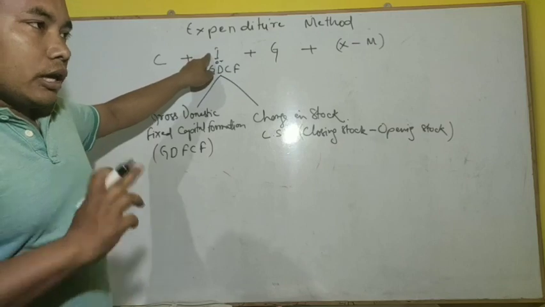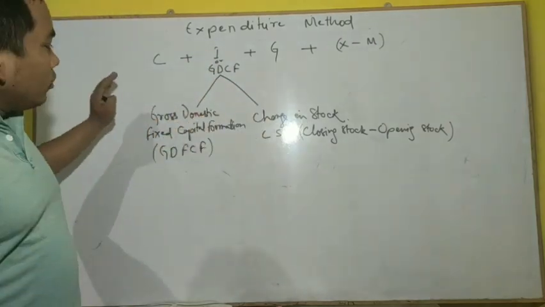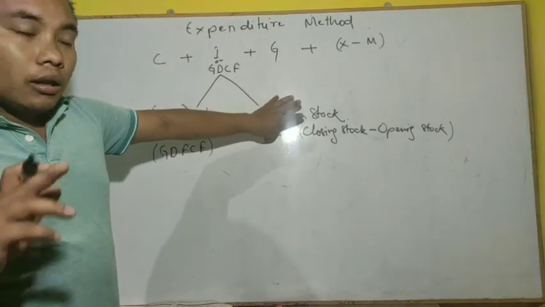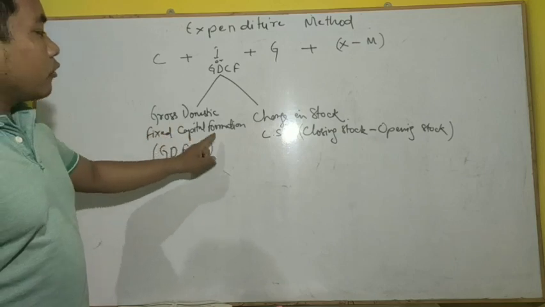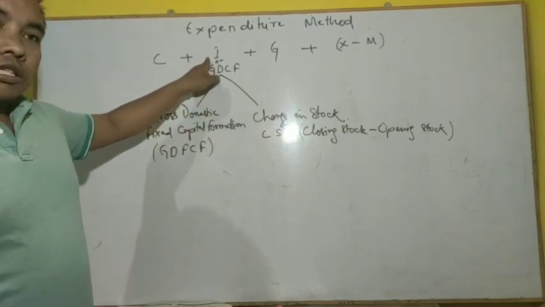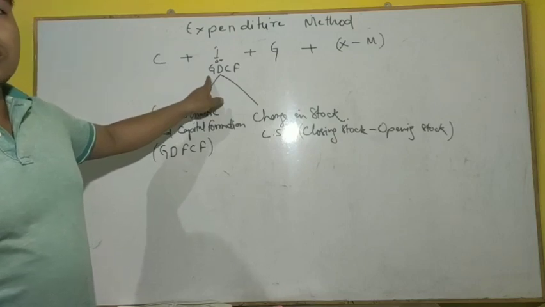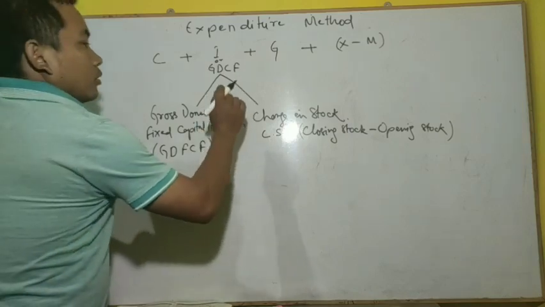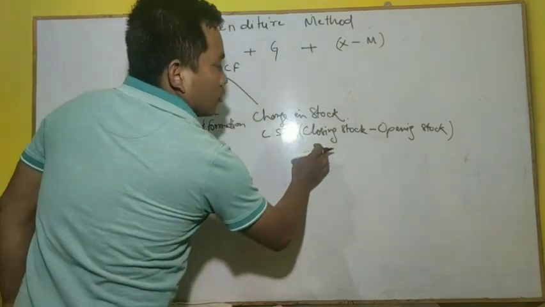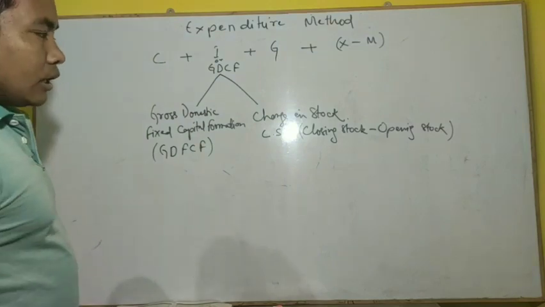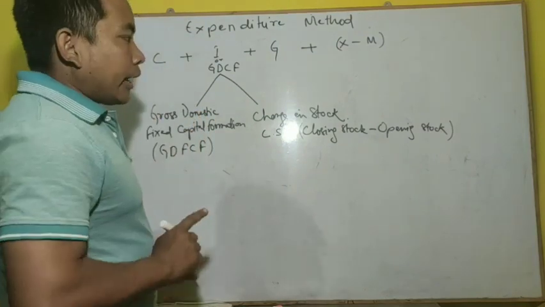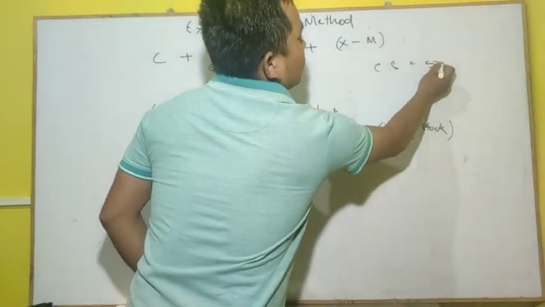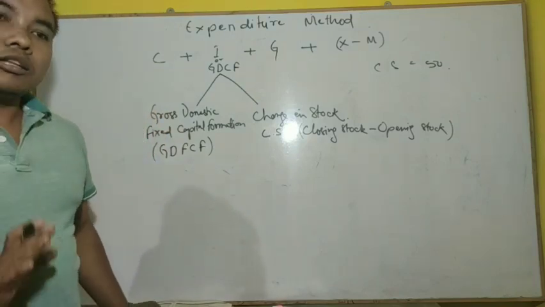In case only gross domestic fixed capital formation is given but not change in stock, then we will consider gross domestic fixed capital formation as the value of investment expenditure, or the value of gross domestic capital formation. Don't get confused on this one. So now, look here, in change in stock we have the closing stock and the opening stock. In an examination, it is not necessary that change in stock will be given directly. For example, if change in stock is equal to 50, it's fine, it's very easy.